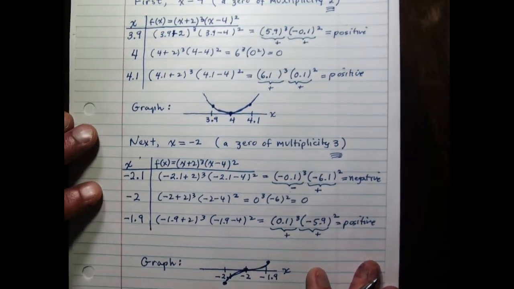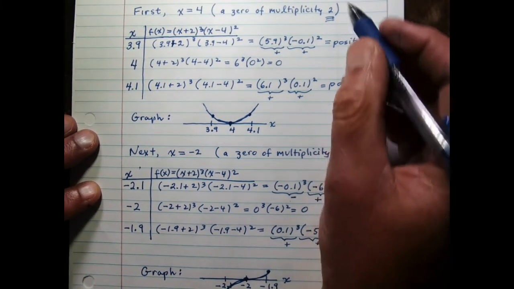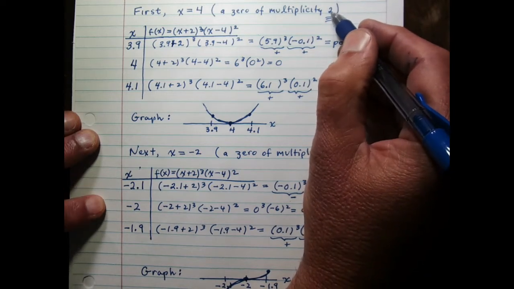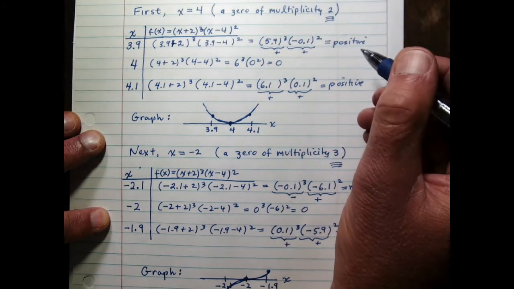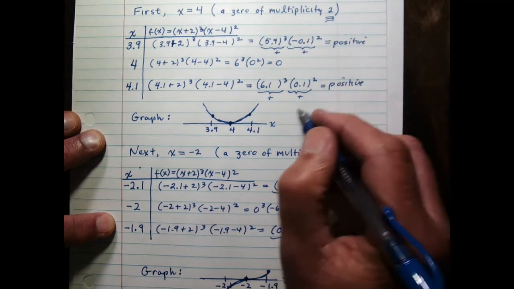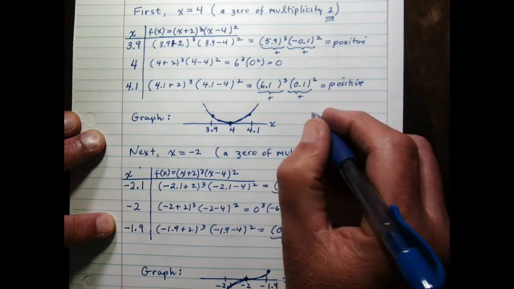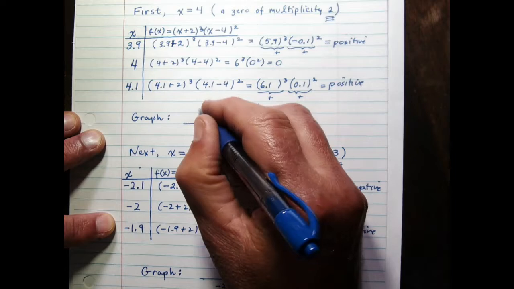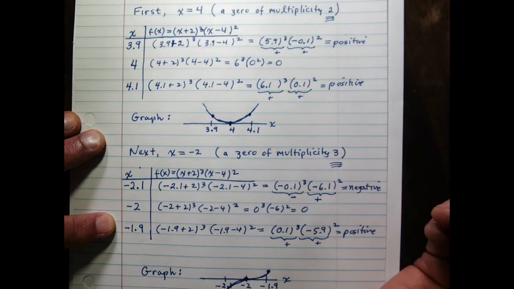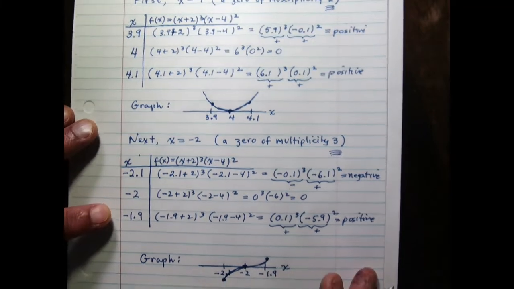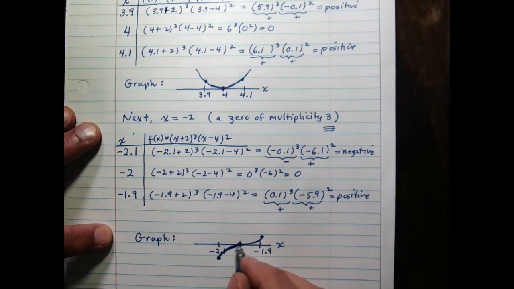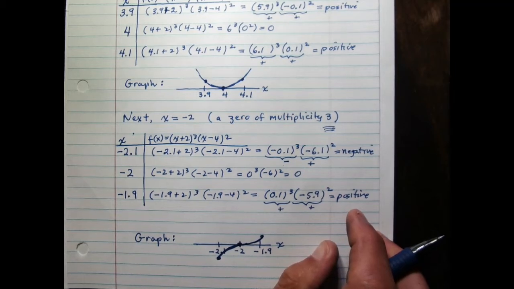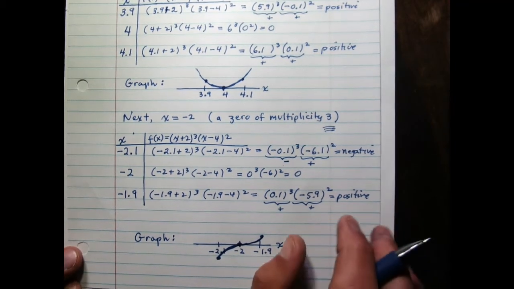Now here's sort of the gist of it, which goes like this. If you have a 0 of multiplicity 2, so that factor looks like it's squared in the original polynomial, the shape of the graph is going to look a little bit like y equals x squared close to that 0. If you have a 0 of multiplicity 3, close to the 0, the graph is going to look kind of like y equals x cubed as we pass through that x-intercept value.